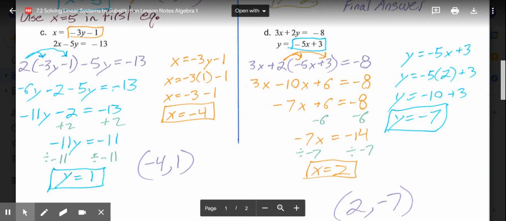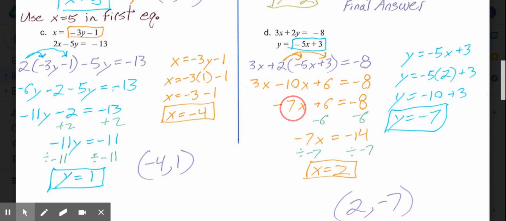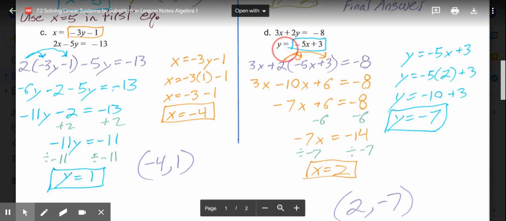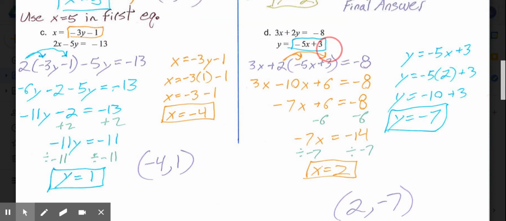3x minus 10x can be combined for negative 7x. So negative 7x plus 6 equals negative 8. Subtract our 6 from each side, divide by the negative 7, and x equals 2. So now that I have x equals 2, I'm going to take that and substitute the 2 for x in our bottom equation that we haven't yet solved.